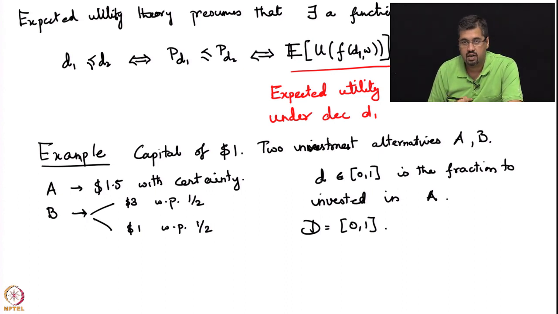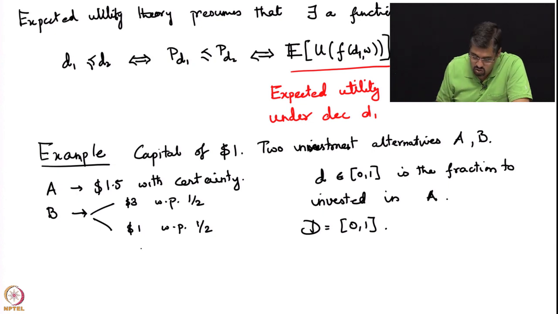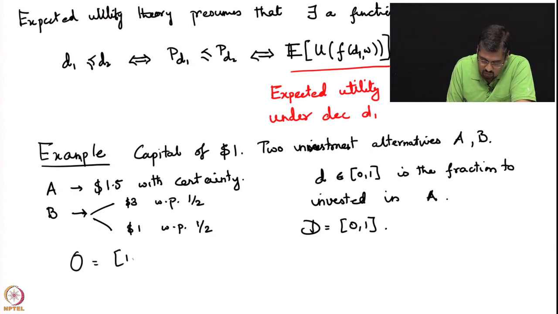So, we have to choose a decision from this set of decisions. What is the set of outcomes that can arise? Well, the outcome can be anywhere in the range 1 to 3 depending on the fraction that we invest. If you invest your entire $1 in B and it turns out that the investment triples, then you would get $3. But there is also a possibility that you will get only $1. So depending on the fraction that you invest, you could get anything in the range from 1 to 3. The outcome space O is this interval from 1 to 3.